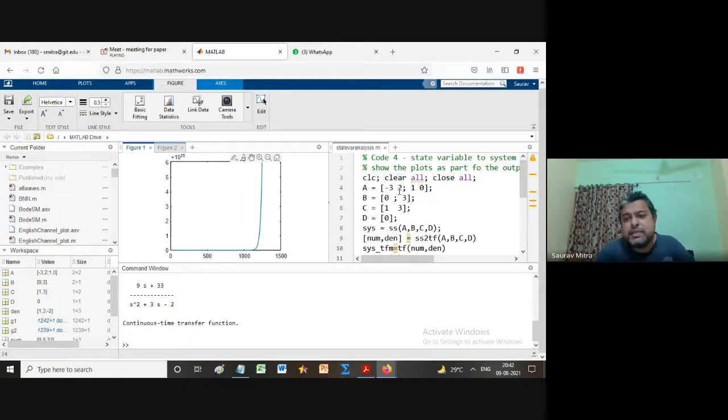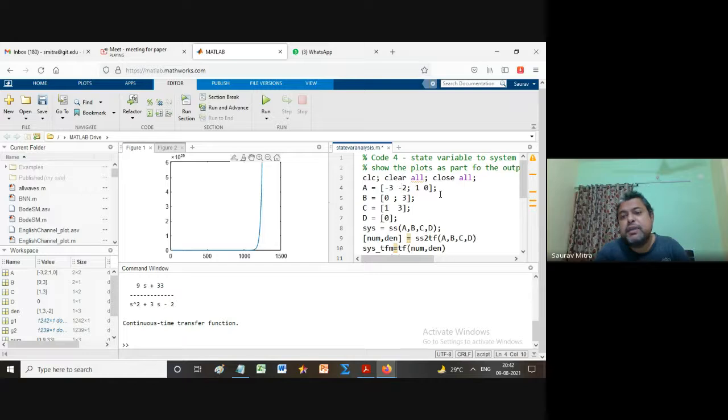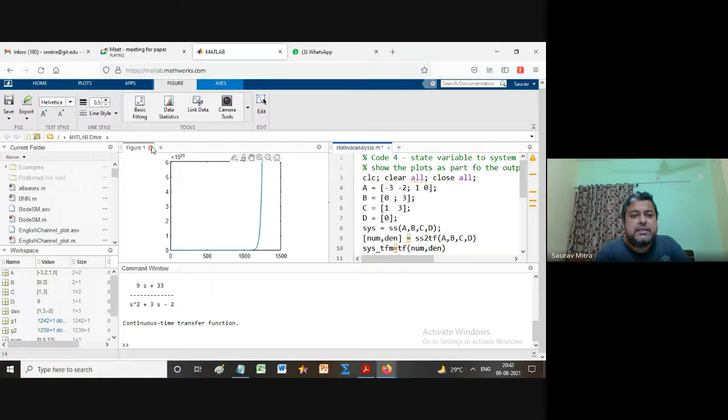So the first element and second element in the A matrix, if it is in this form, that is, in the first row you are writing -3 -2, then if you are making it plus, it is going to be an unstable response. It is generating an unstable response.